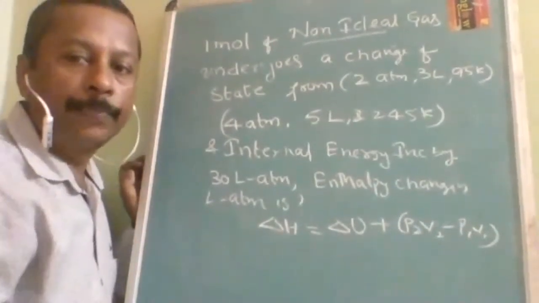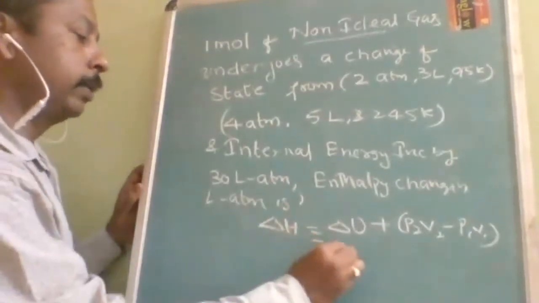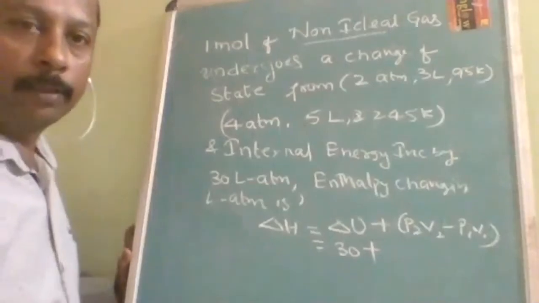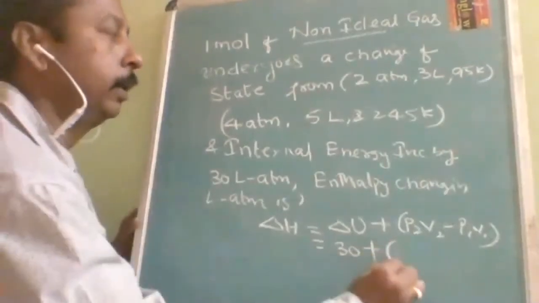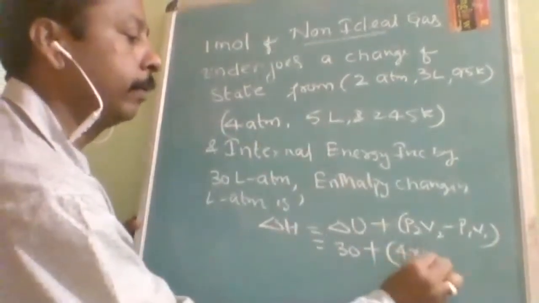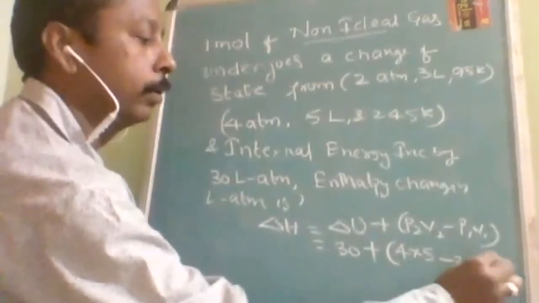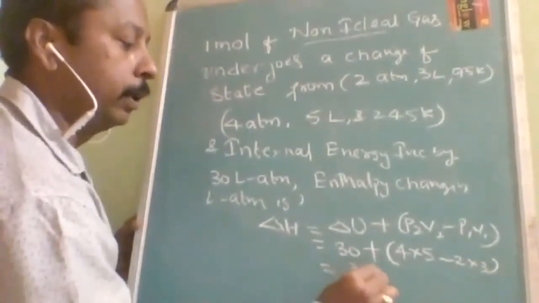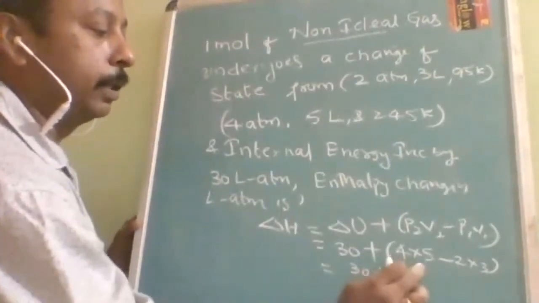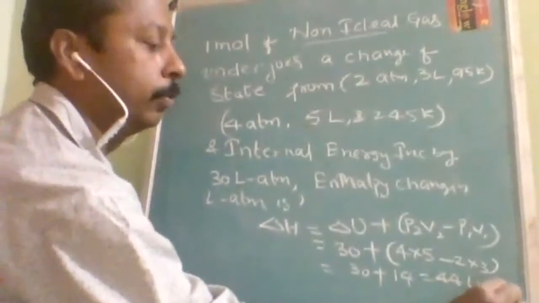Is it understood? Using this, delta U is already given as 30 liter atmosphere. P2V2, the second condition, is 4 into 5, minus P1V1, 2 into 3. So this will be 30 plus 20 minus 6, which is 14. That means 44 liter atmosphere.